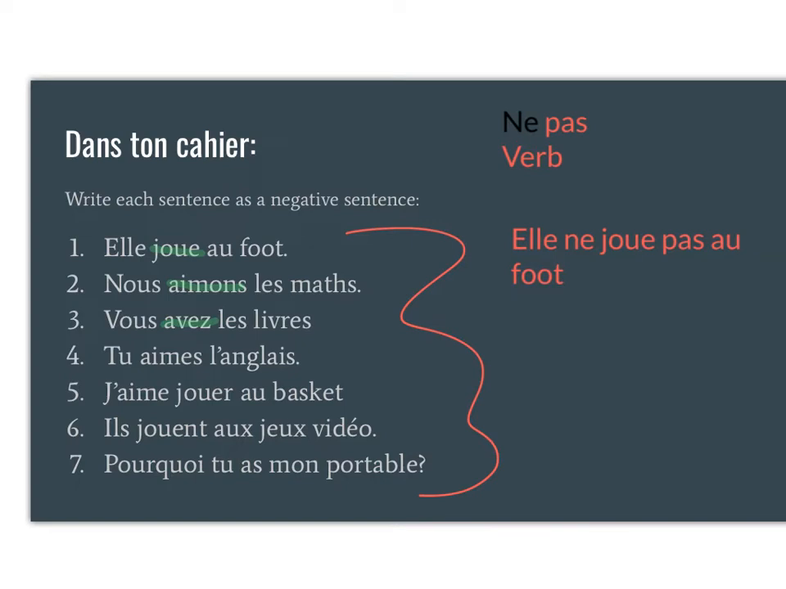Okay. So for each one of those, you're going to write out each sentence as a negative sentence. Just remember that you're looking for things that have the n apostrophe, and you want to make a sandwich with the ne and pas. Remember, only the verb goes into the middle. Alright, so take a second, push pause, and then when you come back, we'll check your answers.